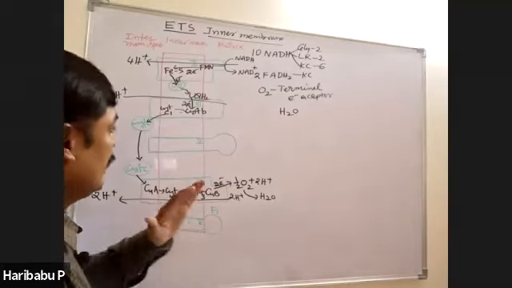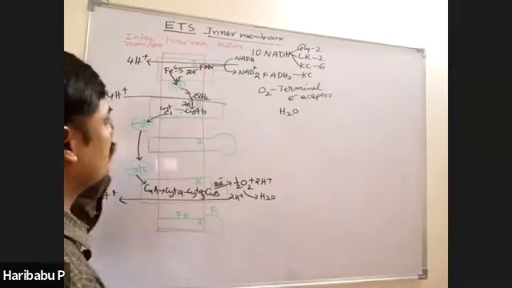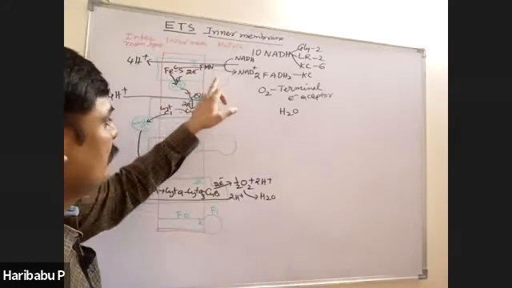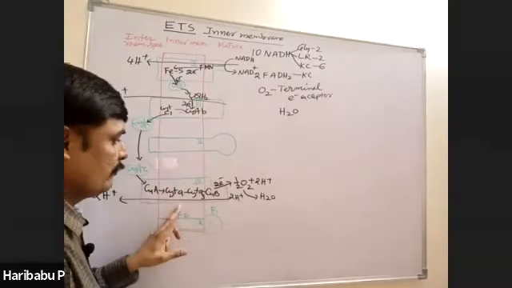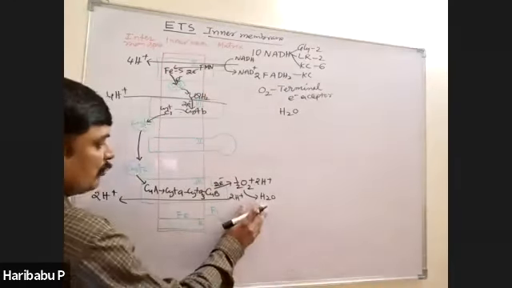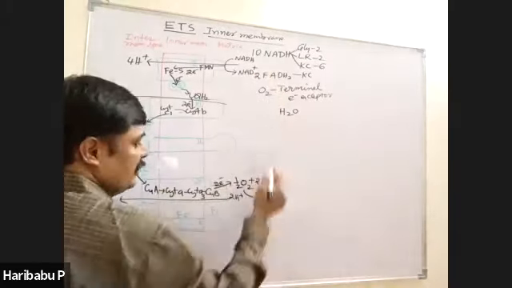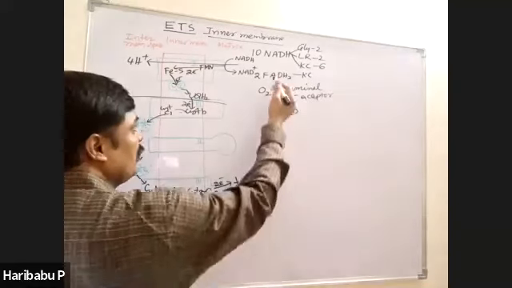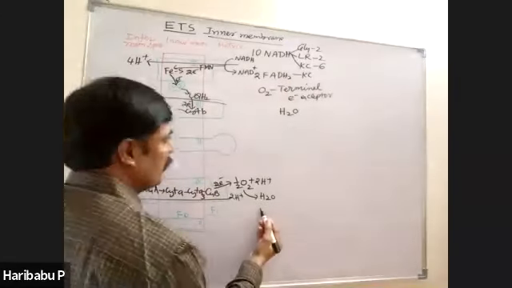Thus, at 3 places, protons are transferred from the matrix into the intermembrane space: the first complex, the third complex, and the fourth complex. Finally, a water molecule is generated. For each NADH, 1 water molecule is formed. Therefore, for 10 NADH, 10 water molecules are formed.